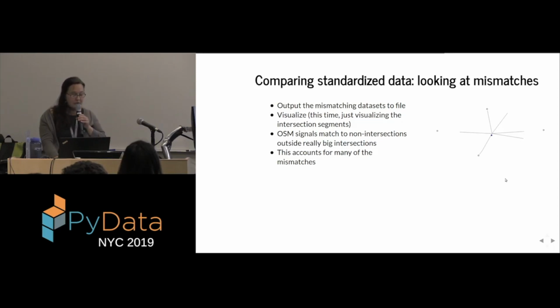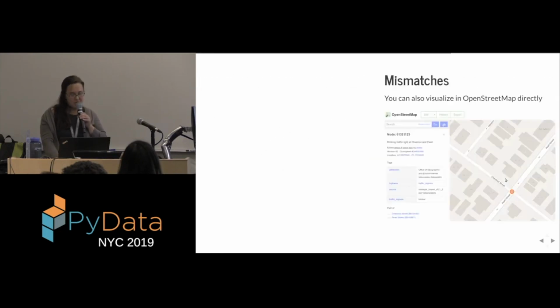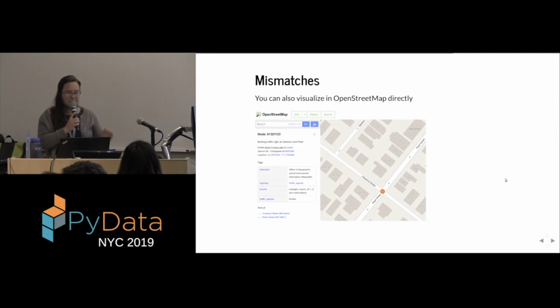There's some remaining ones I was looking at. If the remaining ones were in OpenStreetMap but not in the municipal data, I could visualize them in OpenStreetMap directly. So you can search for nodes or ways. And you'll see that this is a blinking traffic light, not a standard yellow, red, green one. And so Cambridge is not including that. And so that explains that. Maybe we should filter out the blinking signals from our data set.